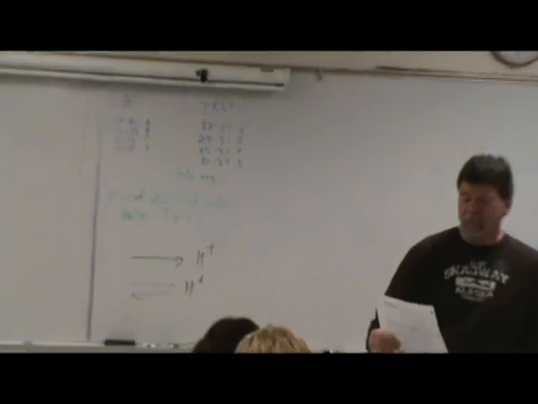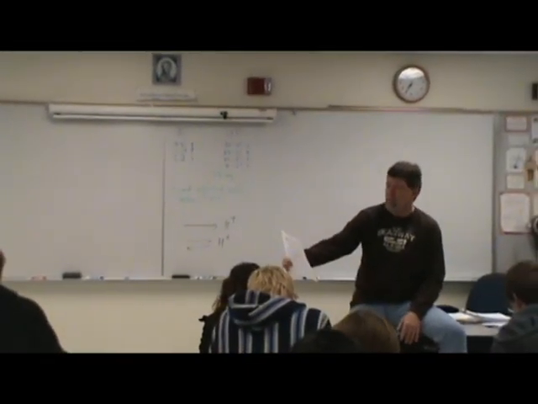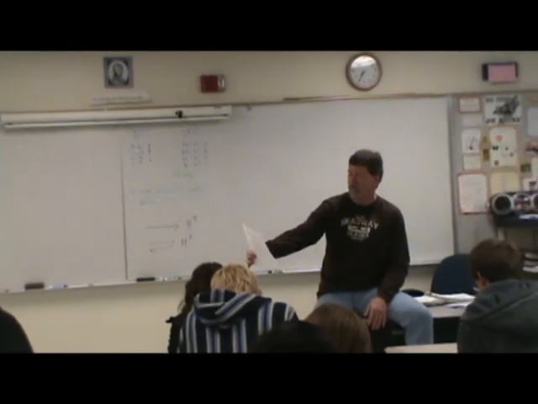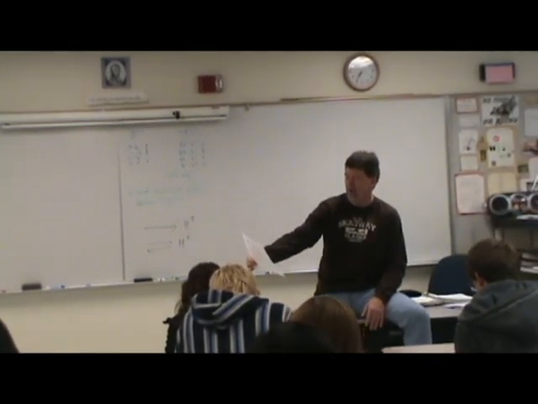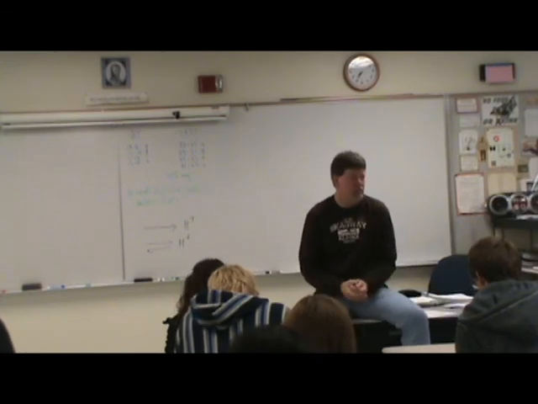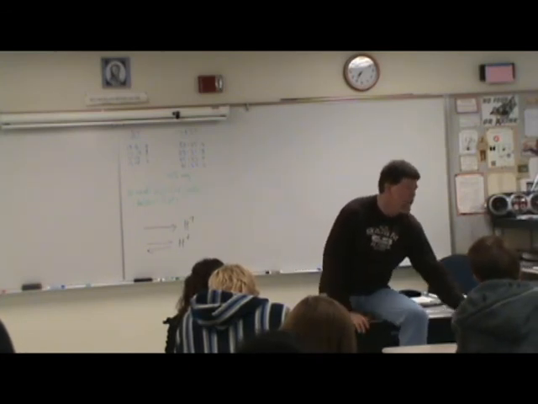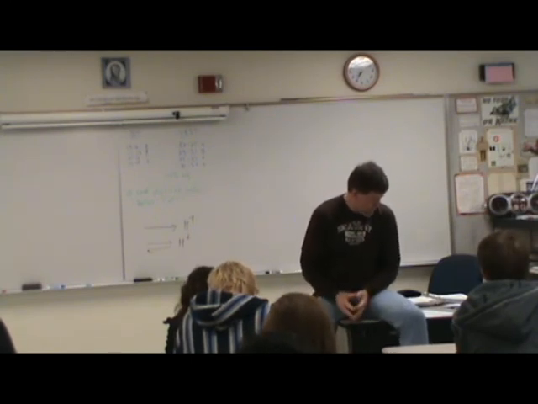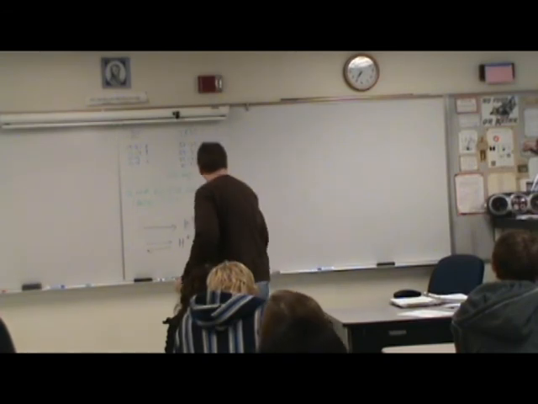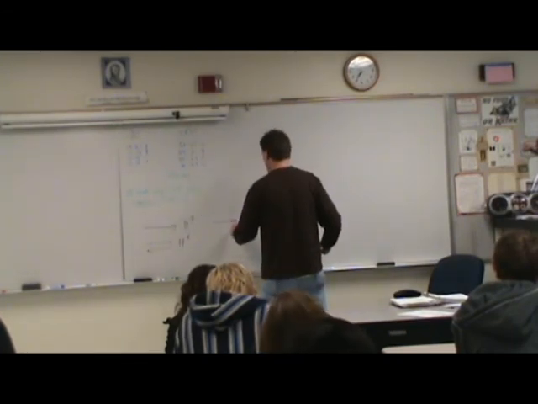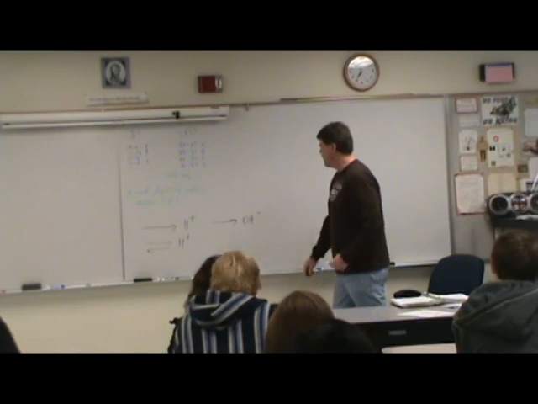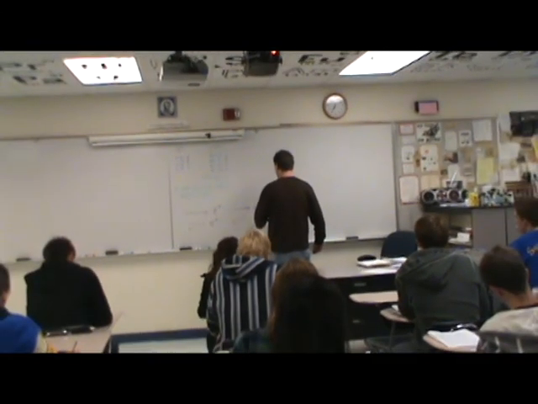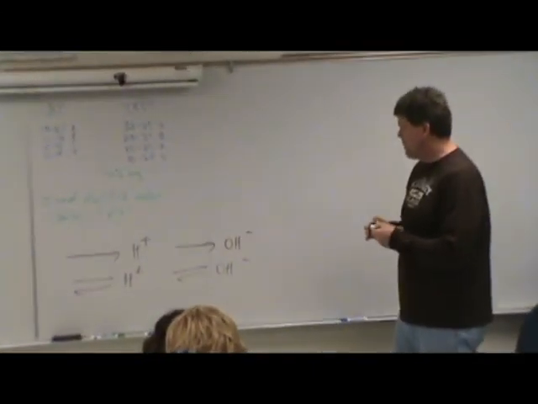Bases ionize or dissociate to produce OH negative ions, which are called hydroxide ions. So fill that in: OH negative, hydroxide. When you see a single arrow and you see OH negative on the product side, you should think strong base. And when you see a double arrow with OH negative, you should think weak base.